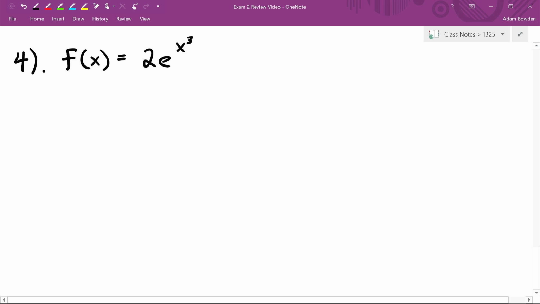For this one, we're going to look at the function f of x is equal to 2e to the x cubed. Okay, this is a combination of the e to the x function along with something else. And so keep in mind the format we're going to be using here for taking the derivative all derives from the derivative of e to the x. Derivative of e to the x was just e to the x.